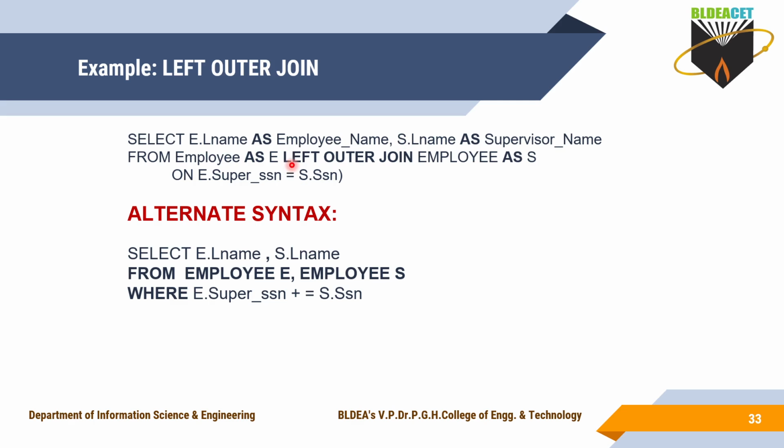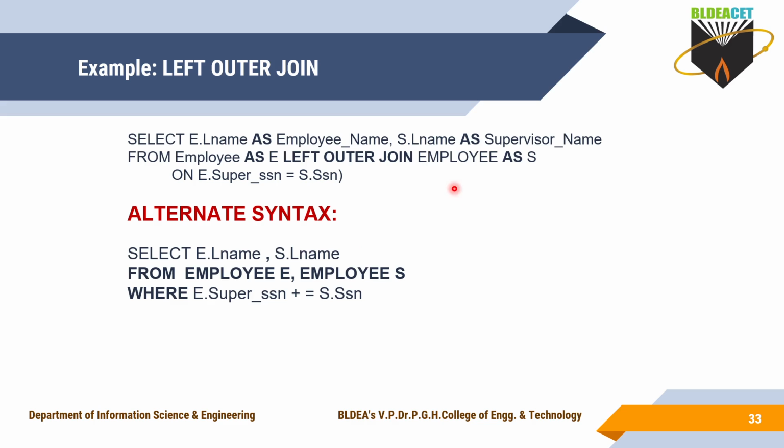And I use the left outer join, which indicates what? In the left employee table, however many tuples are there, those tuples it retrieves as they are. And in the right employee table, as a supervisor, where you have the supervisor, it retrieves those tuples. For the remaining it retrieves null here. And the joining condition is on E dot super SSN equal to S dot SSN here.